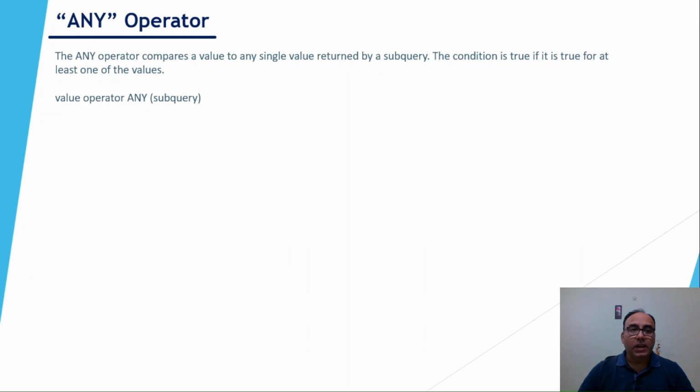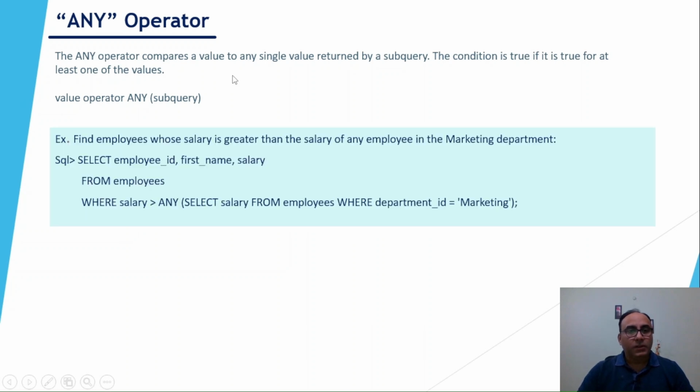The syntax here is value, operator, ANY, and then the subquery. Let's look at the example. Find employees whose salary is greater than the salary of any employee in the marketing department. Here we are using the same example we discussed in the earlier slide. The only difference is that in place of ALL, here we are using ANY.